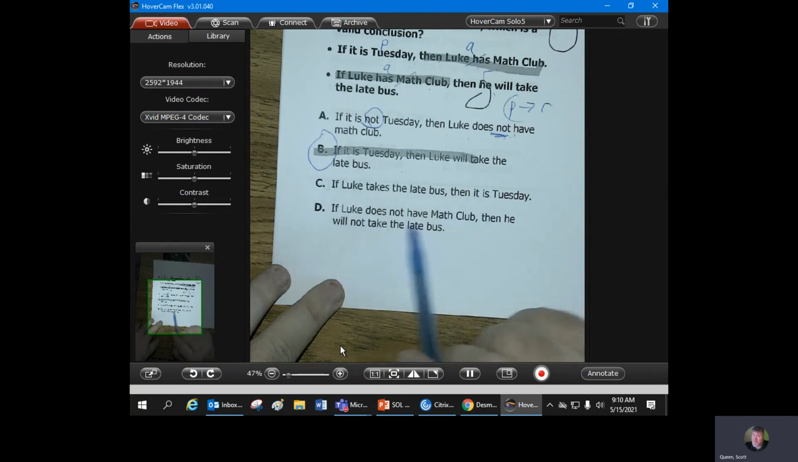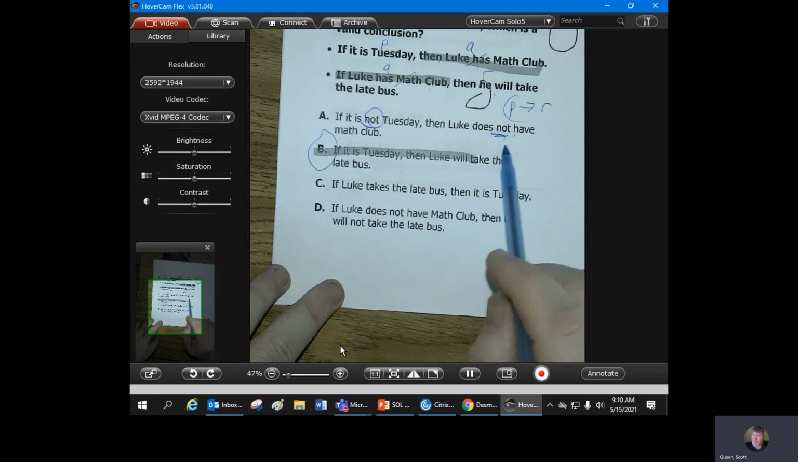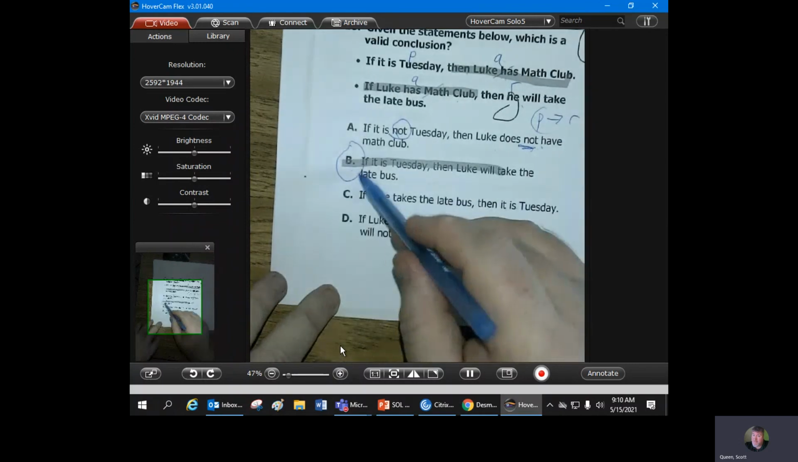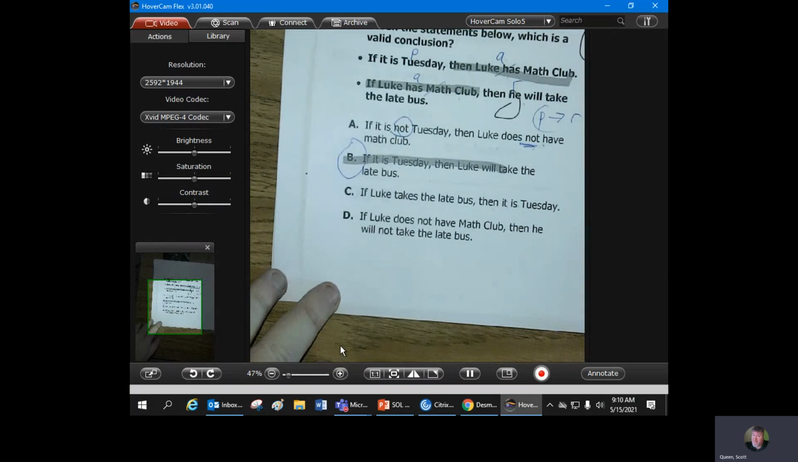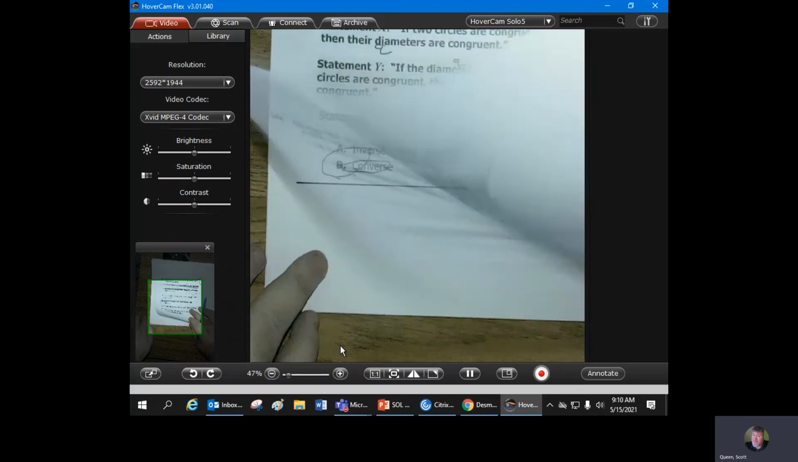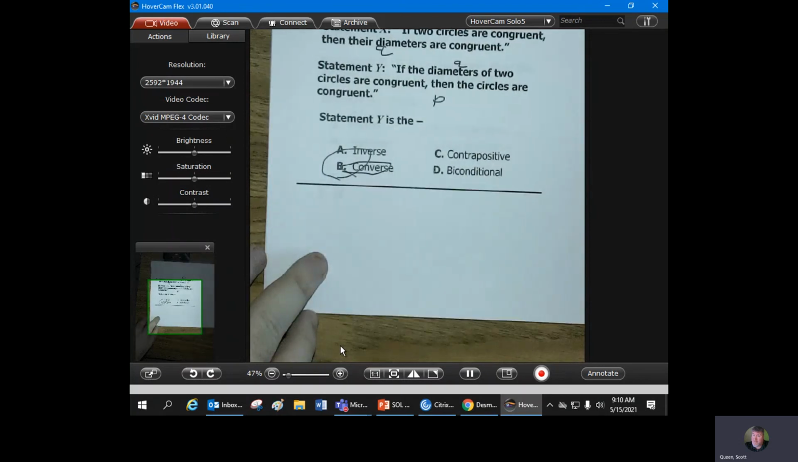If Luke does not have math club, then he will not take the late bus. Again, that's not our P, then R. So there's our answer right there. Does that make sense? I know some people get stuck in these P's and R's and P's and Q's, but just label stuff. Just try to label and match it up.